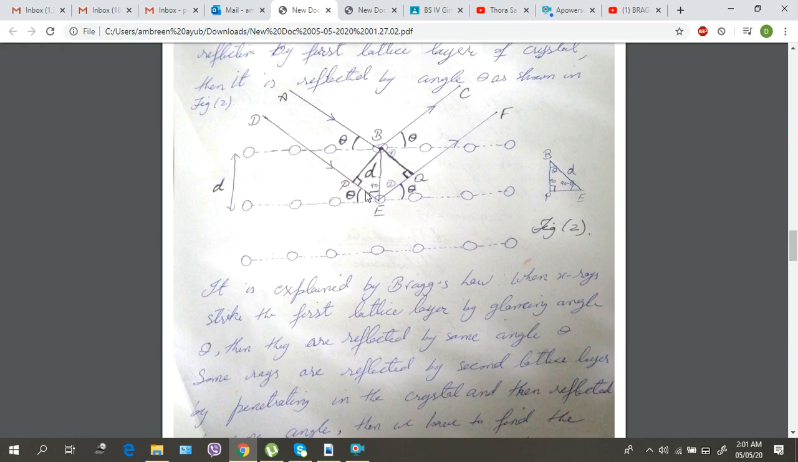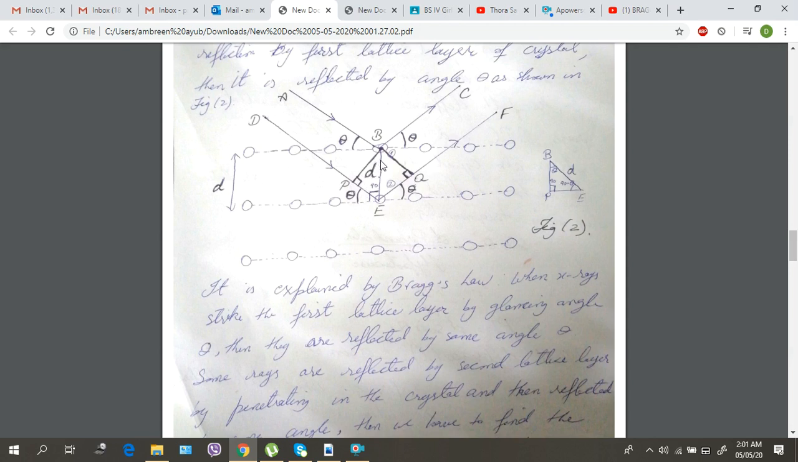Now from this diagram you can see that this is known, that it is equal to d. This is a 90-degree angle. This is also a 90-degree angle. Clear, students? If this total is equal to 90, then this angle is equal to 90 minus theta. If this is 90 minus theta, and this is 90, then this is theta.